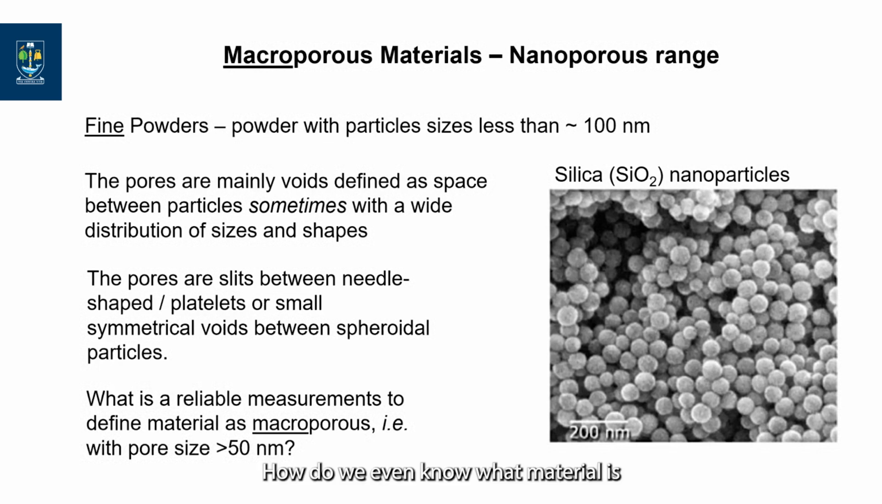How do we even know what material is macroporous? Sometimes it's possible to use transmission electron microscopy to determine pore sizes, but often it's not the case. Furthermore, chemists often would like to know some practical information about macroporous materials. For example, if you work in heterogeneous catalysis, you would like to know the specific surface area of your material, as most of the catalytic processes are happening on surfaces.